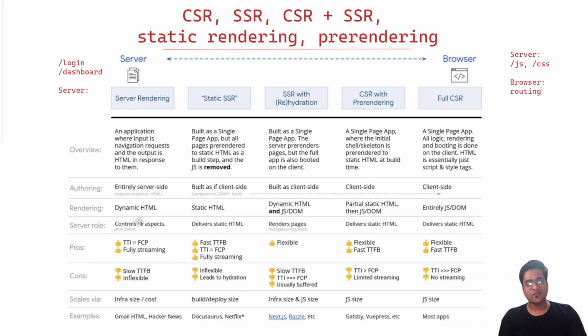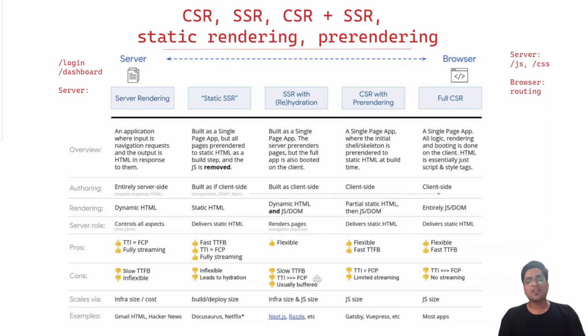In this particular case, you can see Gmail was using it very actively. Even on the static side, Netflix was using it for a lot of the static pages. Server-side rendering with rehydration, Next.js is built on the same concept, and even Razzle is based on the same concept. Client-side rendering with pre-rendering is used by Gatsby and VuePress, and full client-side rendering is used by most of the applications, right?